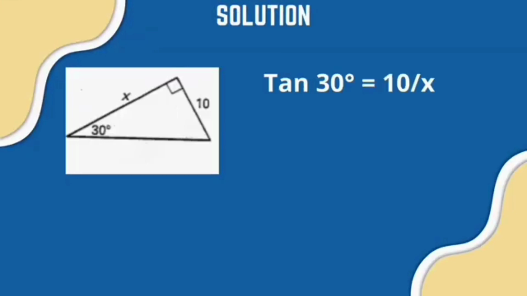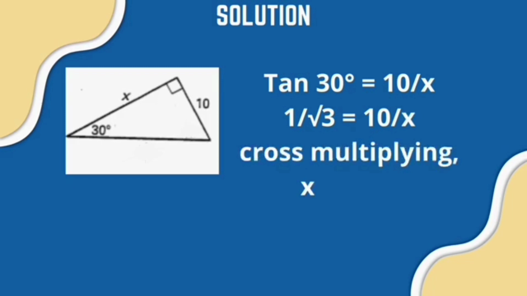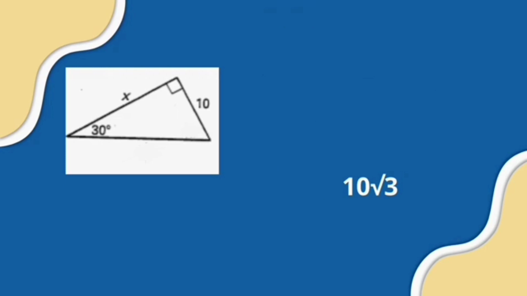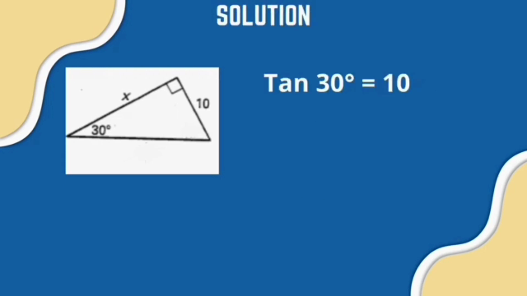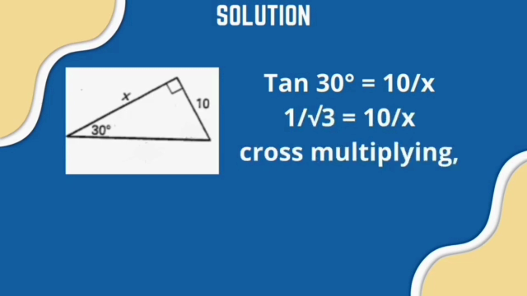Applying trigonometric ratios, tan 30 degrees becomes 10 over X, representing the opposite side divided by the adjacent side. Without using a 4-figure table or a calculator, tan 30 degrees is 1 over √3. When you cross multiply the equation formed, X becomes 10√3. I hope this solution is clear to you.